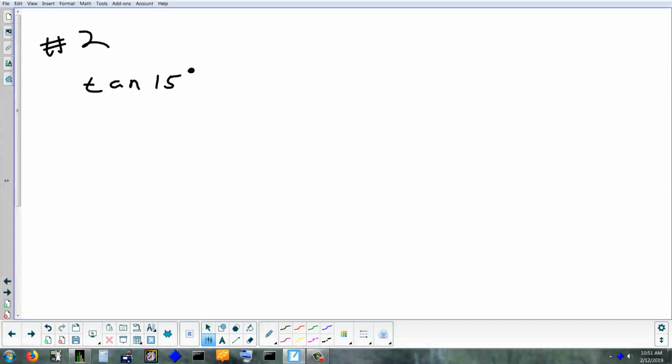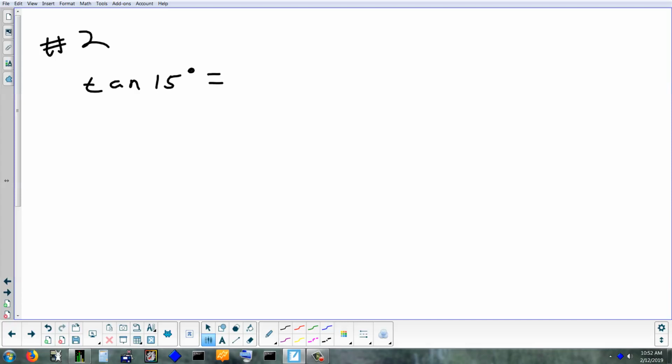I can either look up the formula that involves tangents, or if you don't know that one, what could you do if you couldn't look up that formula? Instead of doing tangent, you can do a fraction of what? Sine of 15 over cosine 15. But since I can look up tangent right now, it's going to be faster to do it that way.